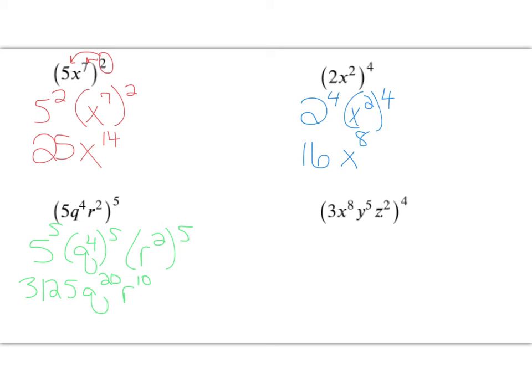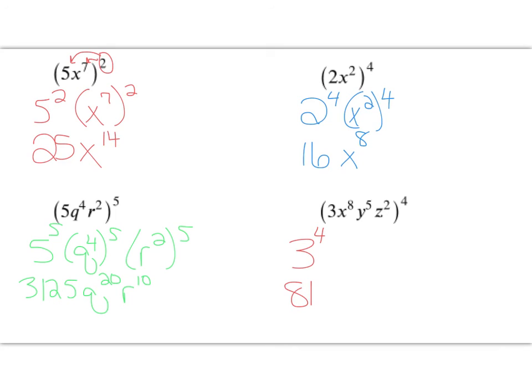All right, the next one's just a longer product. It's all multiplied. This only works because this is a product raised to a power. So tell me, work this out, and then you're going to tell me what the different parts are. What is your coefficient going to be? Your coefficient is 3 to the 4th, which is 81.